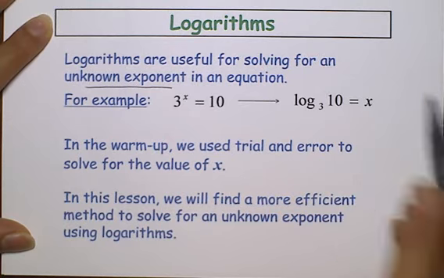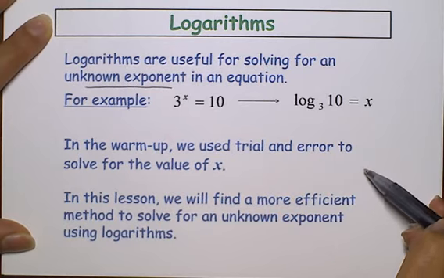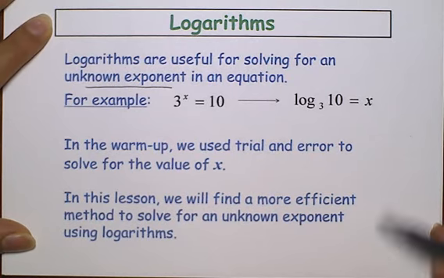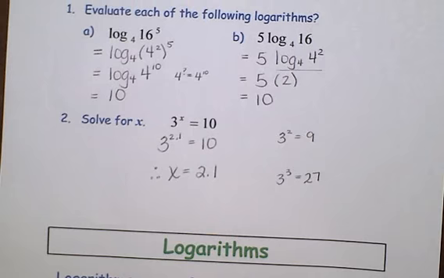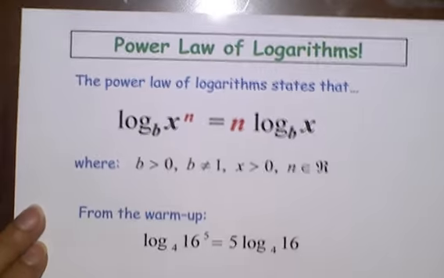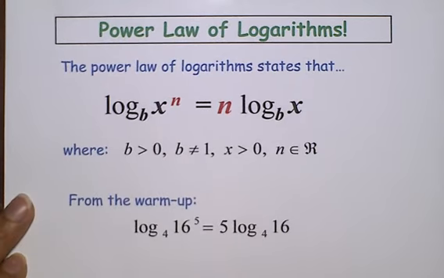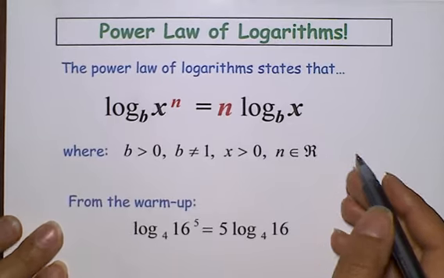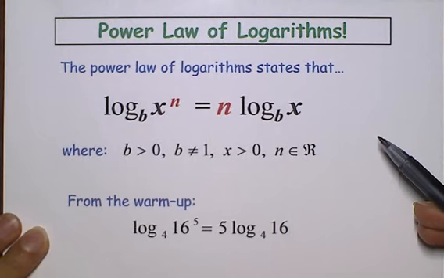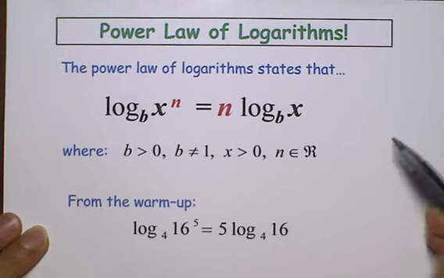Okay, so in the warm-up we used trial and error to solve for the value of x. In this lesson we will find a more efficient way to solve for an unknown exponent using logarithms. So we're going to look at the power law of logarithms, and this is what we saw actually in the warm-up in the first question. The power law of logarithms states that log base b of x to the exponent n is equal to n times log base b of x.